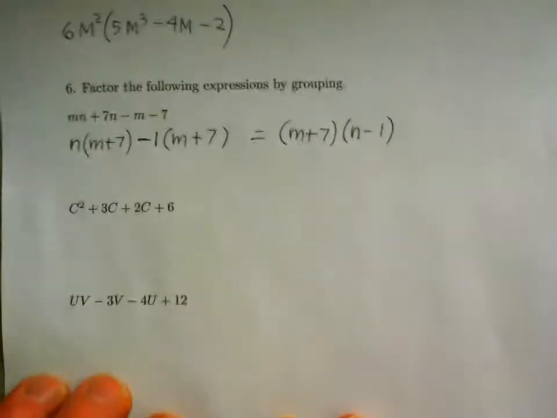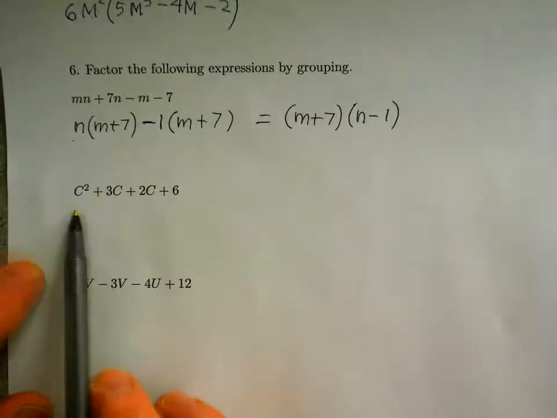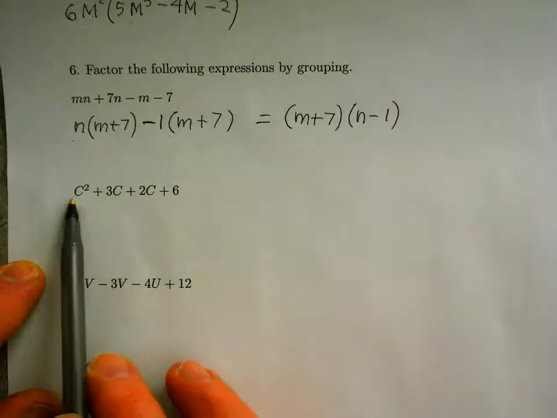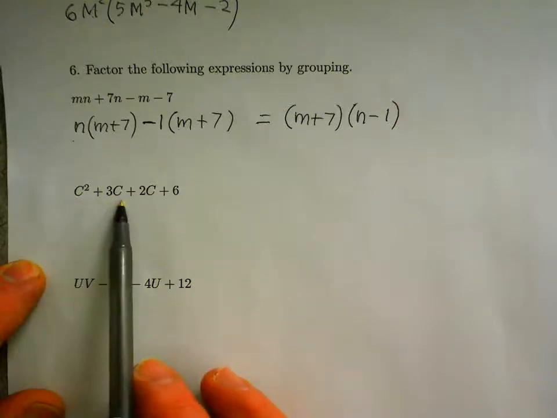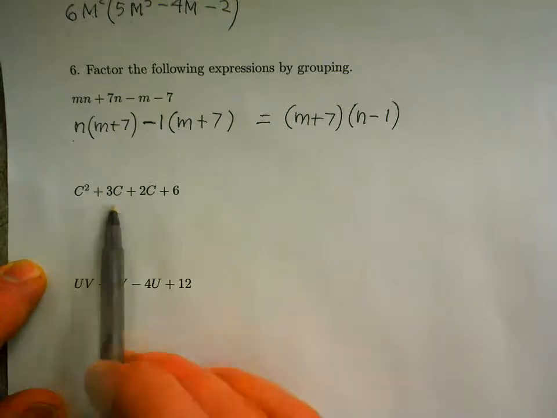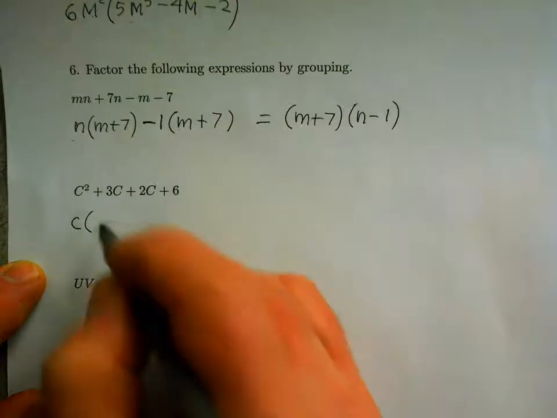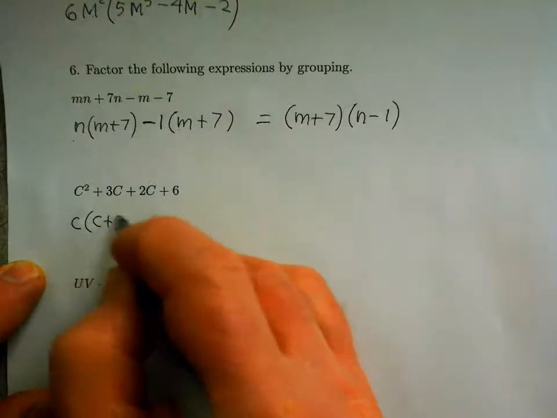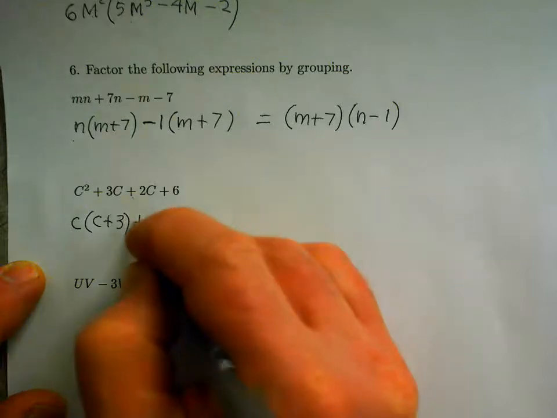Hey, we can probably start the next one. Here we have a quadrinomial, factor by grouping. Out of the first two terms, c to the second plus 3c, the greatest common factor is c, and the binomial that stays behind is c plus 3. Bring down the middle operator of addition.